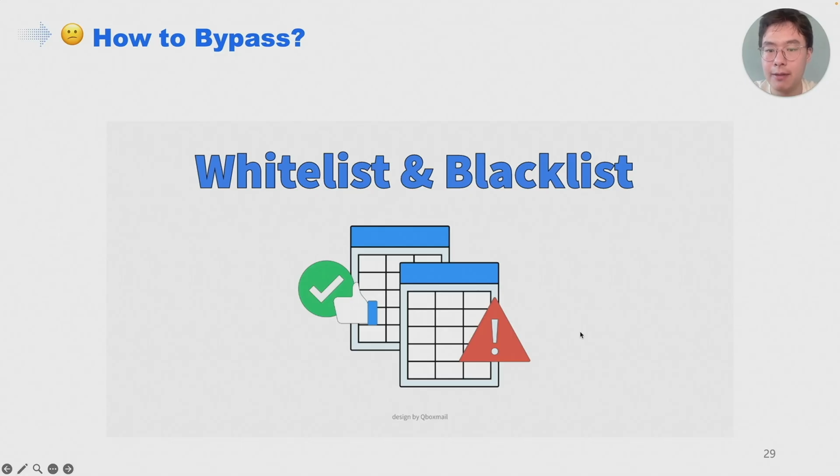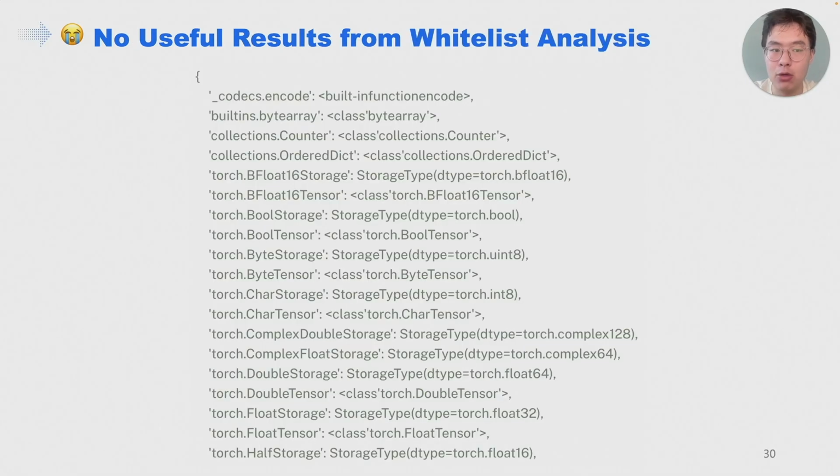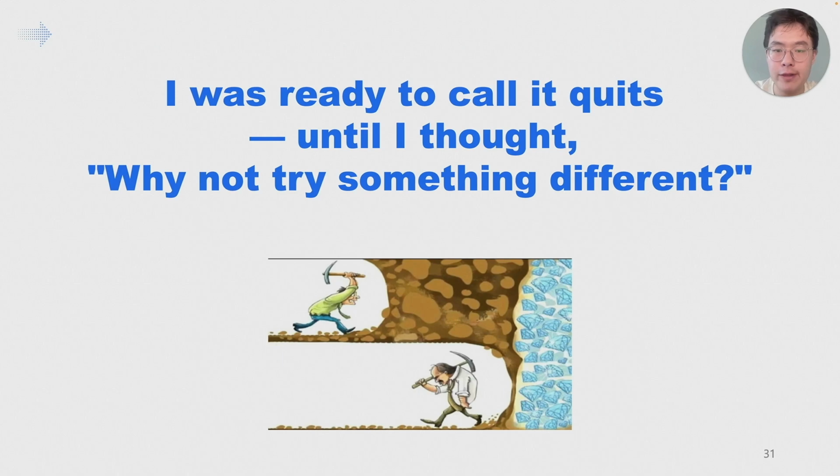So how can we bypass it? A common approach is to analyze the whitelist and check whether there are any potentially dangerous functions that could be exploited. I did the same, but I didn't find anything useful in the end. We are often limited by fixed ways of thinking. For example, in this case, most of us may only see the obvious whitelist and blacklist mechanism and stop here. However, in reality, the loading process of torch.load with weights_only equal true is quite complex. So is it possible that there might be some issues elsewhere in the loading process?